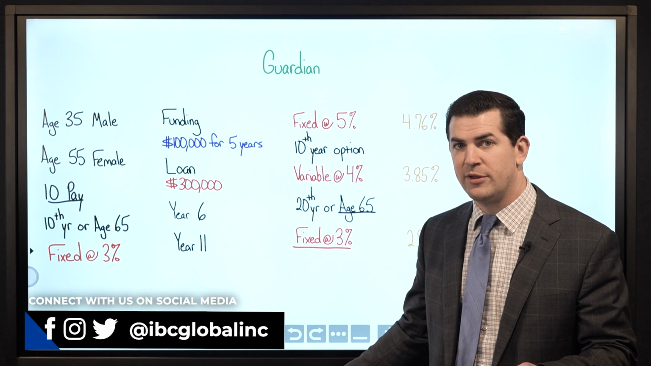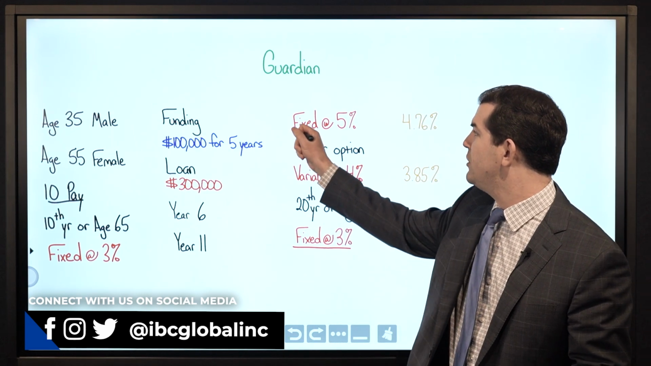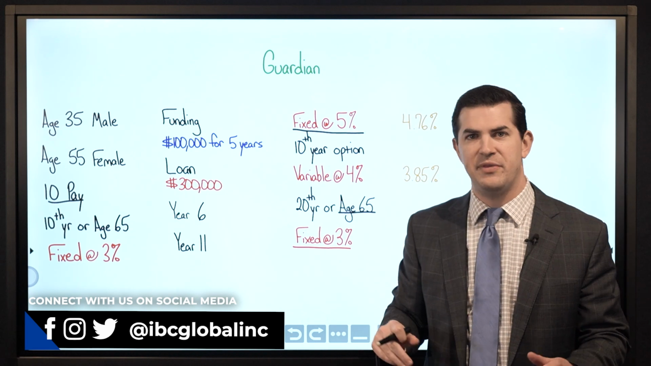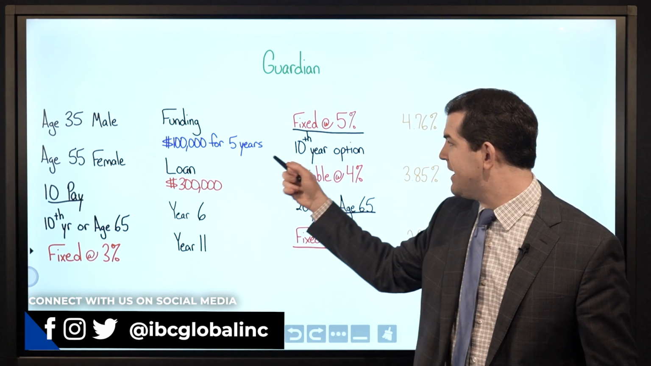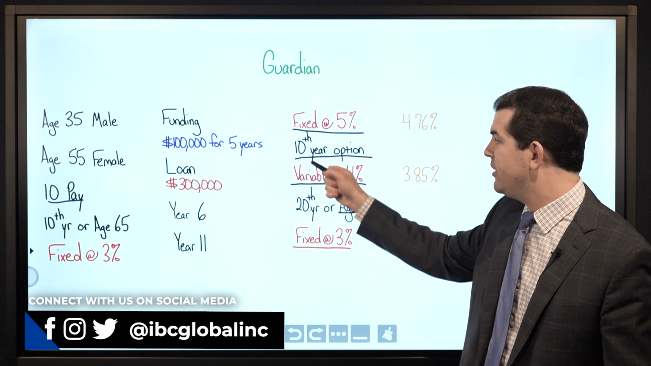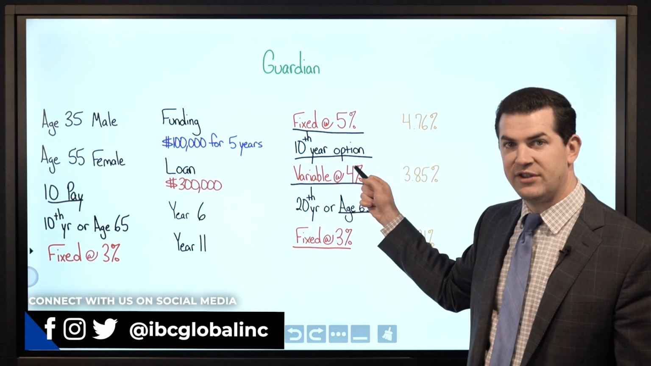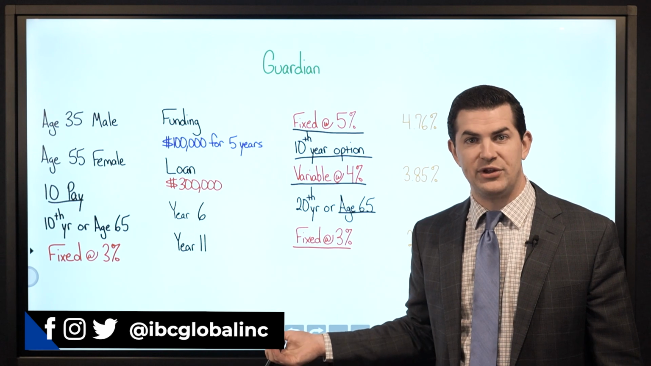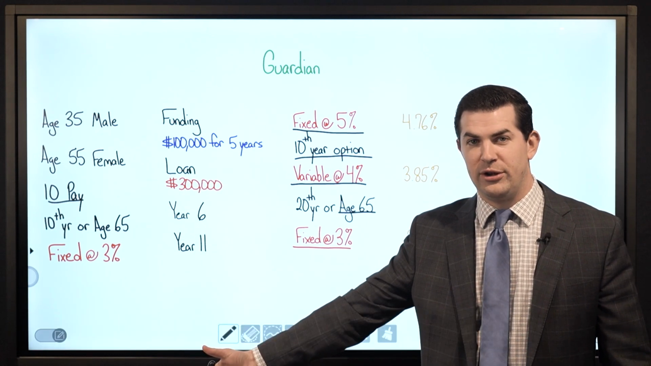When we first start the policy, we have a fixed loan interest rate at 5%. So that's just like everything else. At the 10th policy year, we can elect to change the fixed rate to a variable loan rate, which has a floor and current rate of 4%. That's the same as all other Guardian products.